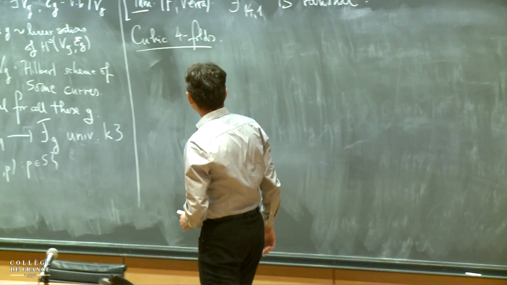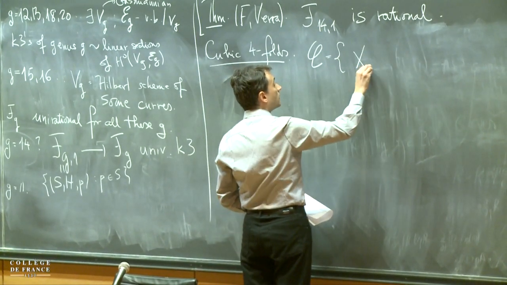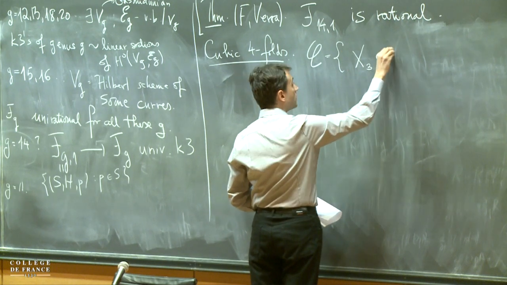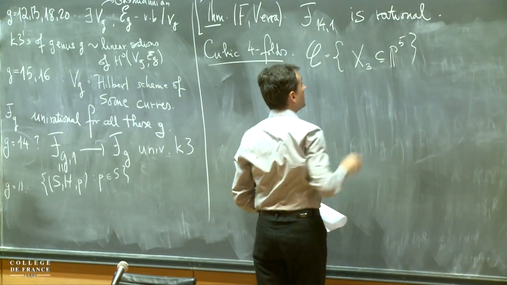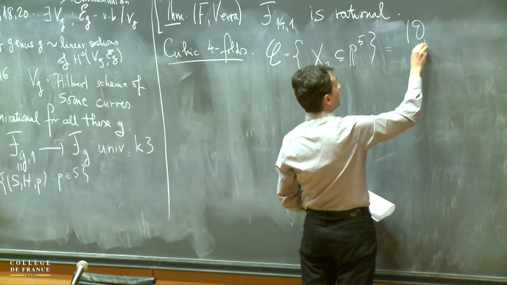Cubic fourfolds, right. So there is a 20-dimensional moduli space of cubic fourfolds. Cubic fourfolds, X_3 in P^5. And this is, of course, just the quotient of the linear space.